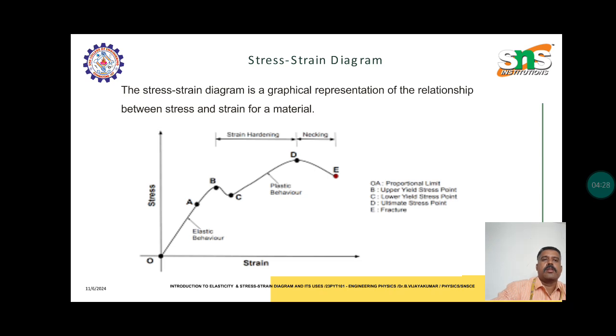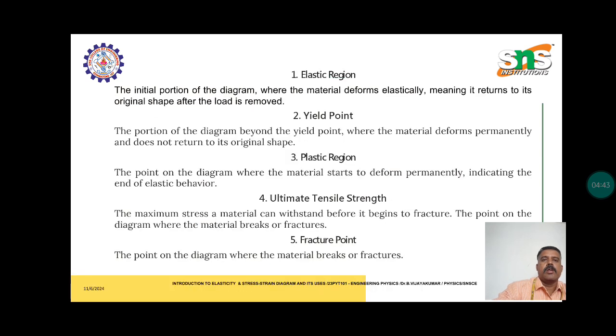This is the stress strain diagram. So the stress versus strain curve we get for each and every material. We get certain characteristics of the material, which this diagram represents. So we discuss them one by one: elastic region, yield point, plastic region, ultimate tensile strength and fracture point.